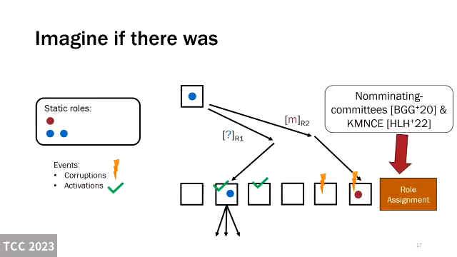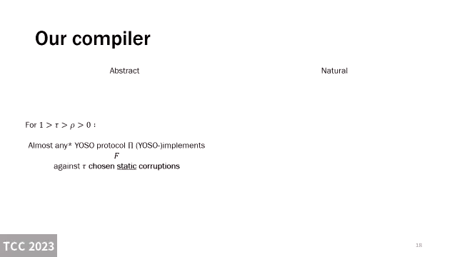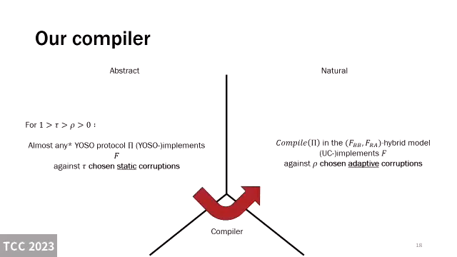So here we have how our role assignment works. We combine the nominating committees approach of Benhamouda et al. with key and message non-committing encryption from Asiacrypt last year. And then this allows underlying protocol messages to just be CCA encryptions. So we get a compiler which allows pretty much any YOSO protocol that implements some functionality against chosen static corruptions to be compiled to a protocol in a hybrid model where we have bulletin boards and a role assignment functionality, which UC implements the same functionality for a somewhat equivalent threshold.